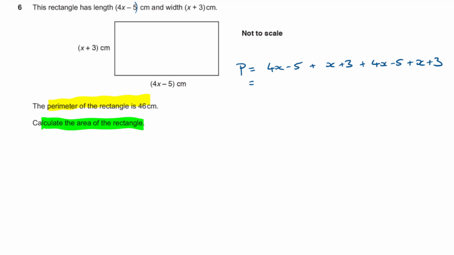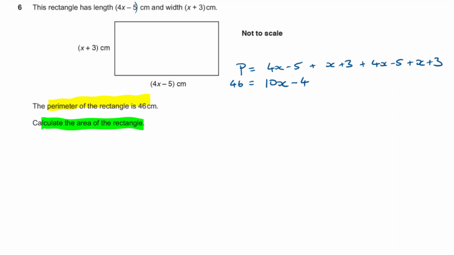4x, x, 4x and x, that adds up to 10x. And negative 5 plus 3 minus 5 plus 3 is going to be negative 2, isn't it? No, sorry, negative 4. Okay, so my perimeter is 10x minus 4. But we were told earlier that the perimeter was 46. So I can put that in there for p.